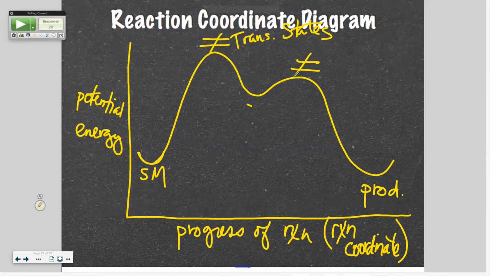Now, what's in here, this little valley in between, is called an intermediate. There's a variety of intermediates that you can have. In the reaction that we've been working with, the intermediate is what? A free radical. Okay? Your intermediates are typically higher in energy than your starting materials or your products. Intermediates are things that we can find.